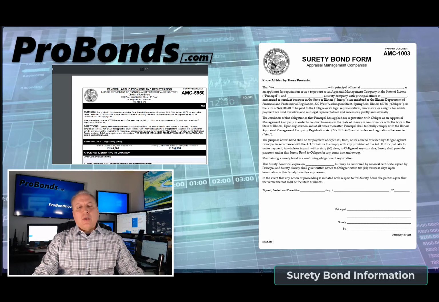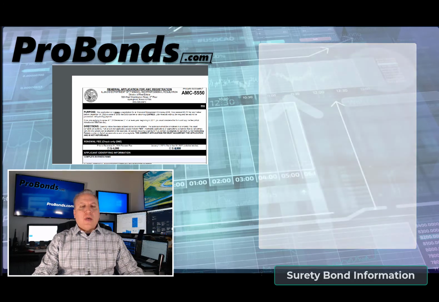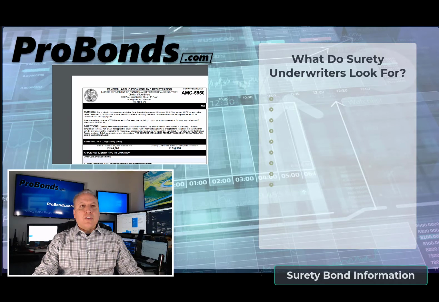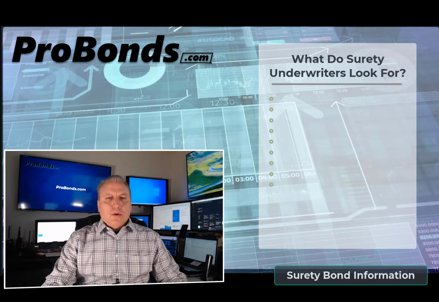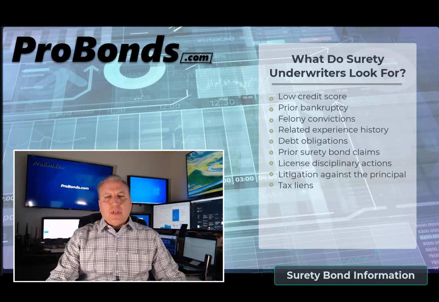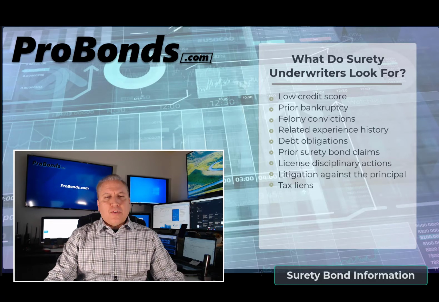Even after paying the fee and going through all the licensing requirements, you still are required to get a surety bond from a bonding company, and that's what you see in the upper right hand corner. And the way that bond works is you'll have to fill out several sections of that bond form, which in this case is the AMC 1003 form, and you'll see that's the surety bond form that the surety company will need to sign and fill in with your information.